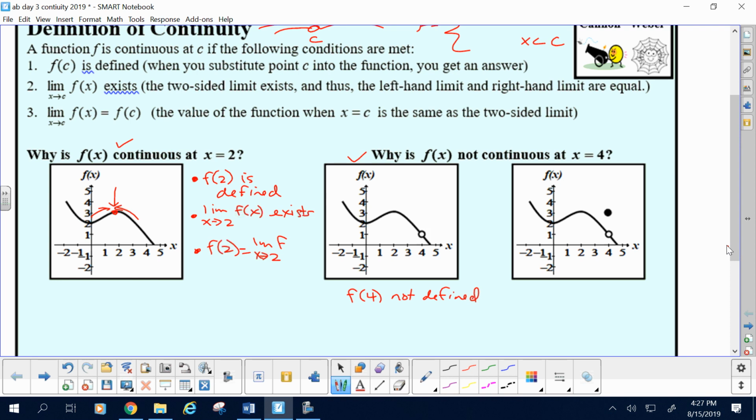In the second one, is there a point at f at 4? Well, yeah, f at 4 is defined. And does the limit exist? Yeah, the left-hand, right-hand limits are the same, so condition 2 is met. But the third condition is, are the limit, or what it approaches, and what it is at 4 the same, and that is not true. So you would say f at 4 doesn't equal the limit as x approaches 4, and so condition 3 is violated. That's why it's not continuous at 4. All right? Hopefully that's going on.